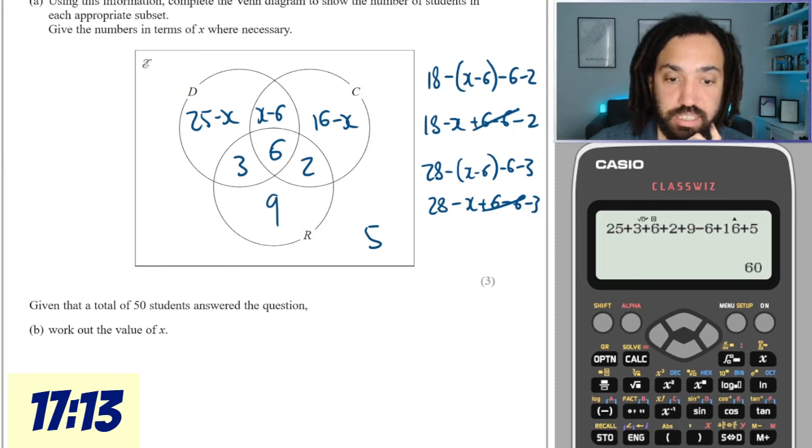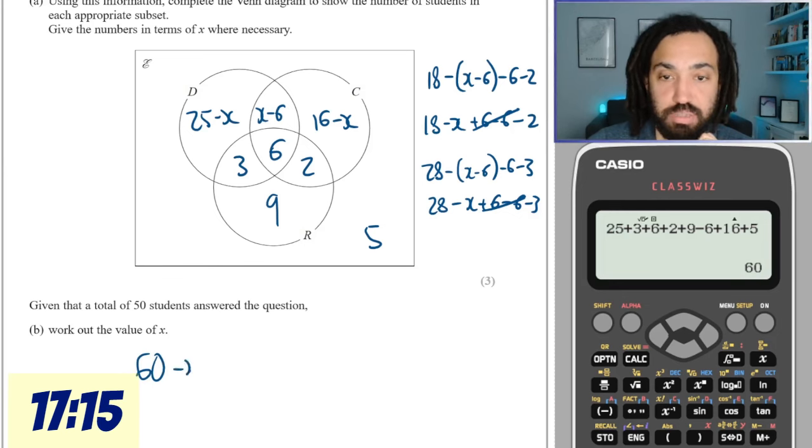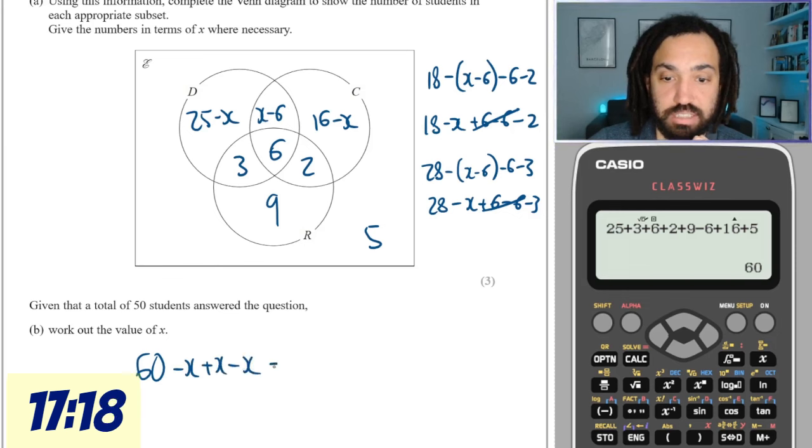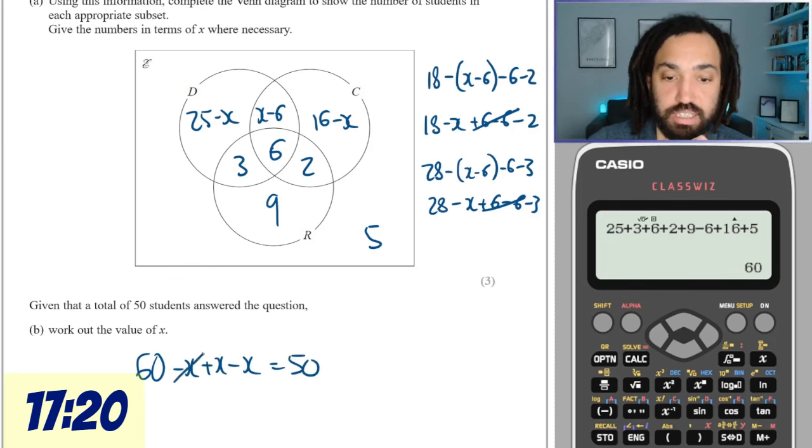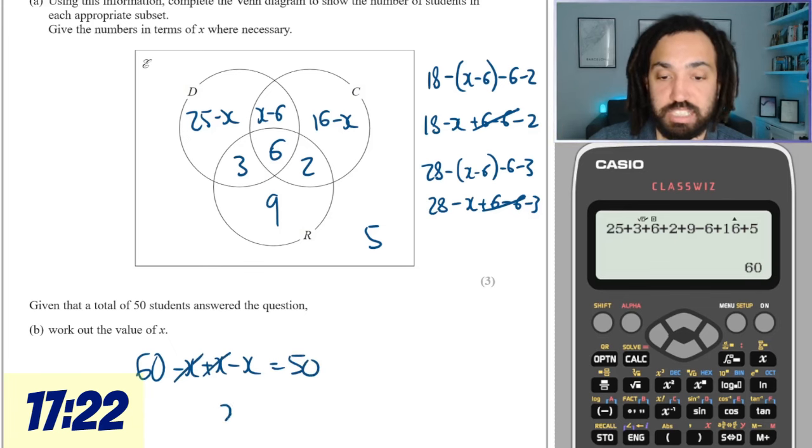Okay, so that's 60. And then I've got the x's. I've got a minus x and a plus x and a minus x. That equals 50. So that and that cancel. So x must equal 10.